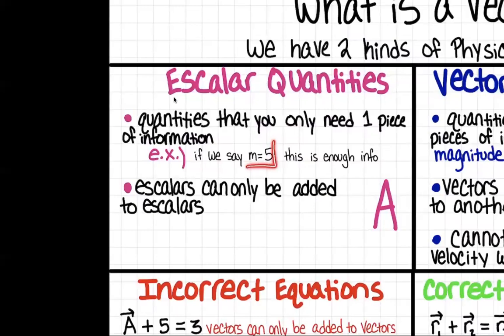If we say m equals 5, that's enough. It's one thing, just like the A. That's how I like to simplify it. A singular thing, it's the simpler one. And scalars can only be added to scalars, so you can do A plus A equals B, but you can't do A plus vector A. You can't do that. Okay?